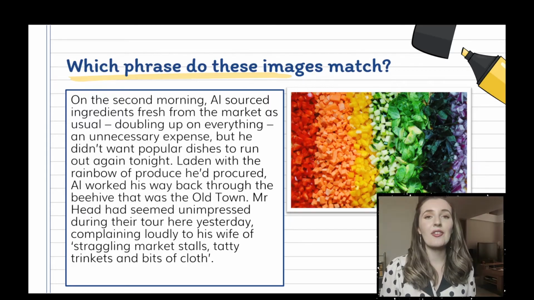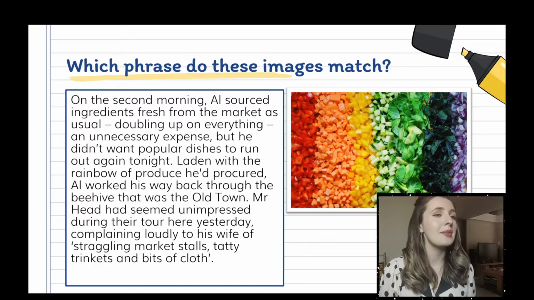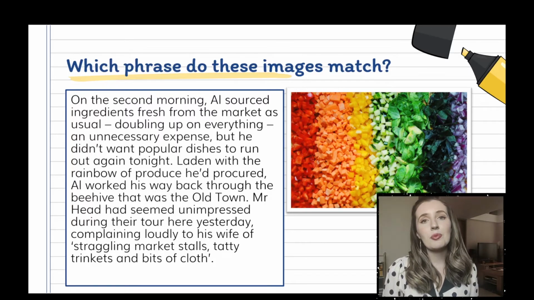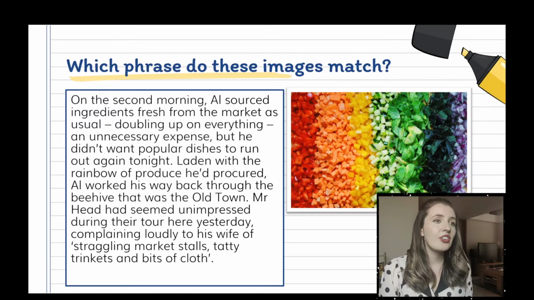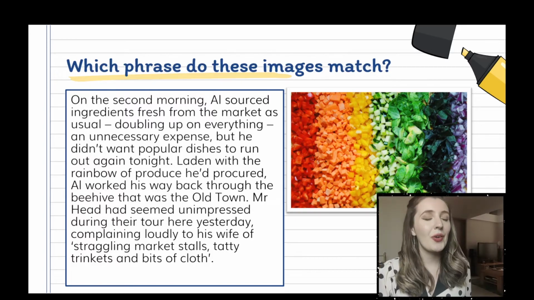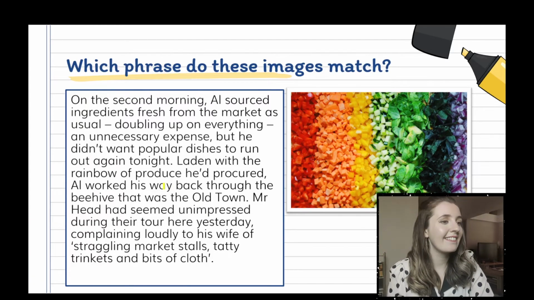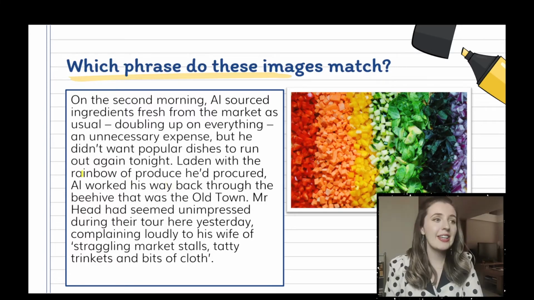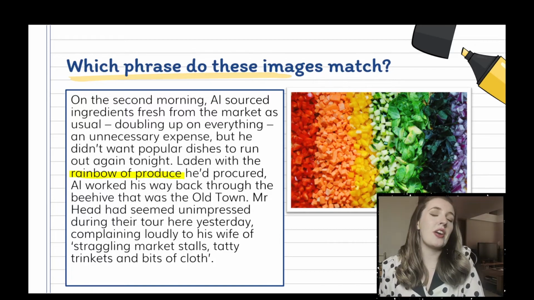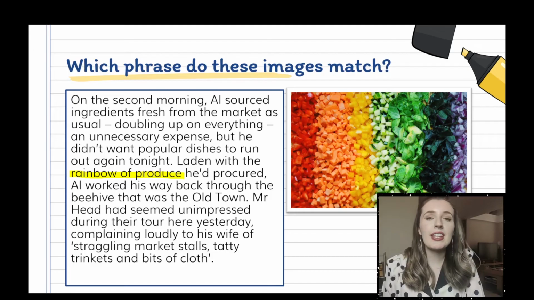Now what we're going to do is I'm going to show you some images. I've got 4 different images and I want you to see if you can match up the image to the phrase in the text. So the first image is already on the screen here for you. Take a second, can you figure out which bit of the text this picture relates to? This image then does relate to a rainbow of produce. Because obviously you have got the rainbow, but produce means food, vegetables, fruit, food that you could get and buy from a farmer's market.